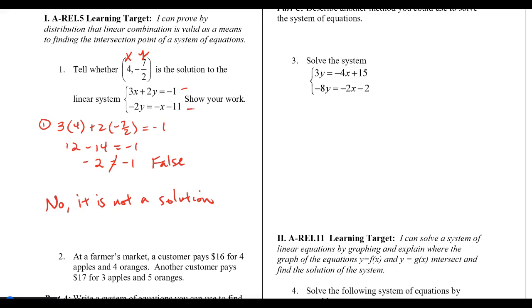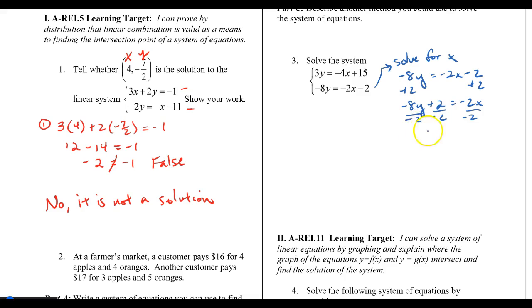So to substitute, we need to get a variable by itself. What we could do is divide the entire top equation by 3 to get y by itself, or divide the entire bottom equation by -8 to get that y by itself. But in both of those cases, I'm not going to get very nice numbers. So instead I'm going to solve the bottom equation for x. To get x by itself, I'm going to add the 2. So I get -8y plus 2 is equal to -2x. Then I'm going to divide everything by -2, leaving 4y minus 1 is equal to x. That is the equation that I'm going to then substitute into the top x value.